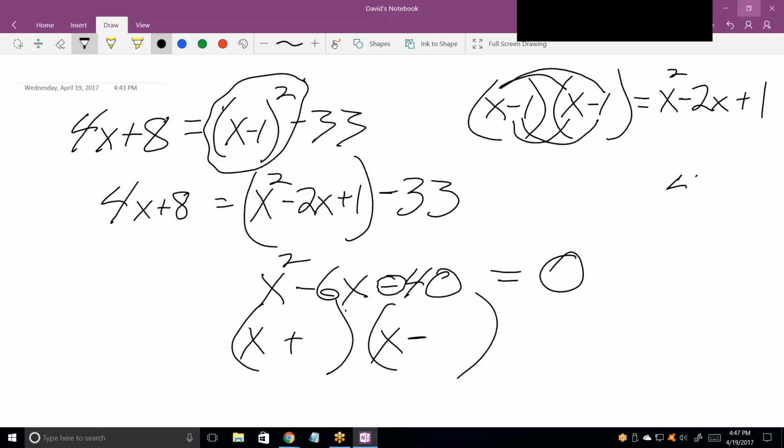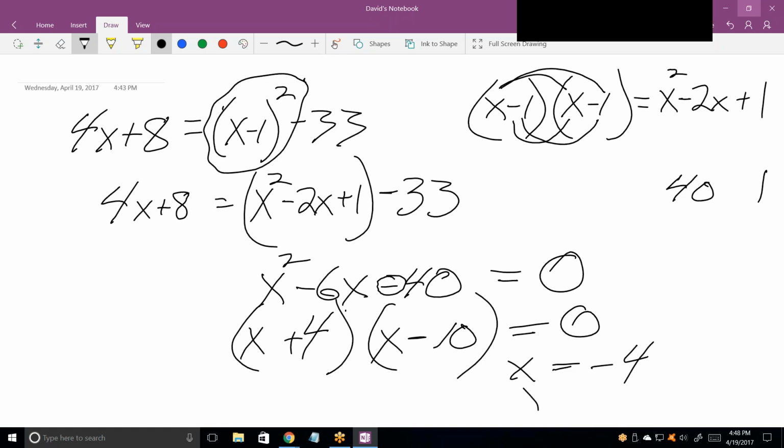Well, let's figure out all the factors of 40. Okay. Where's the 10 go? Where's the 4 go? The 10 goes on the right, the 4 goes on the left. And now you have your solution. X equals negative 4 or X equals 10.